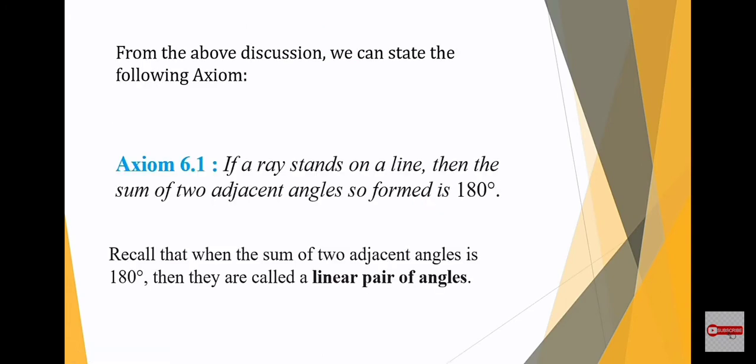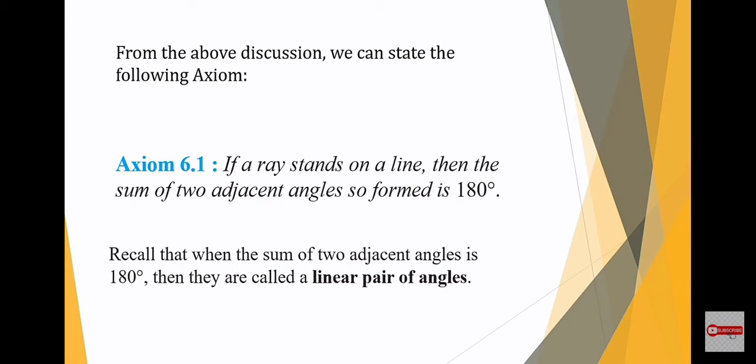So from the above discussion, we can state the following axiom. Axiom 6.1. If a ray stands on a line, then the sum of two adjacent angles so formed is 180 degree.